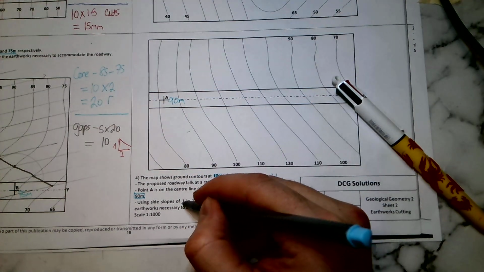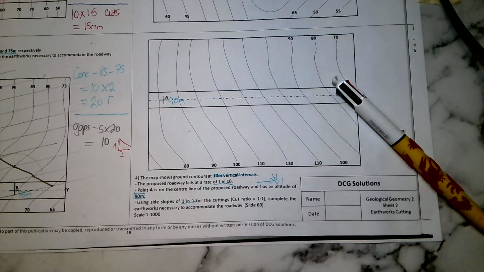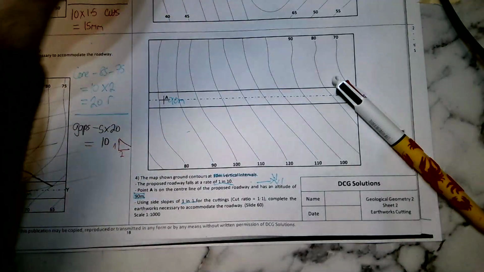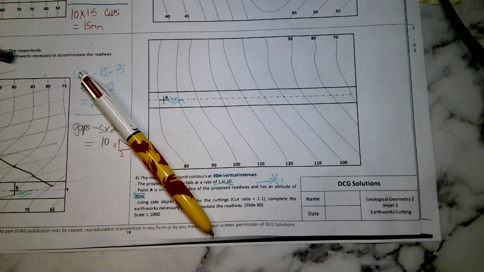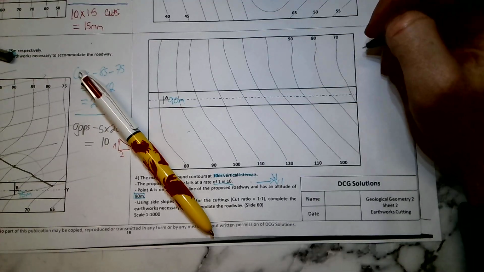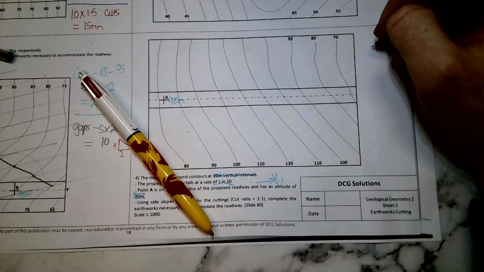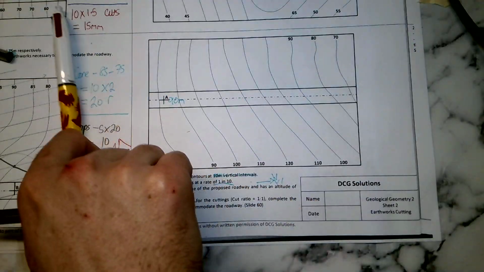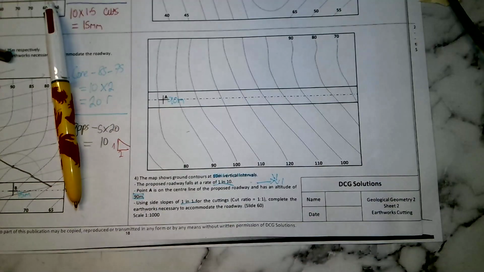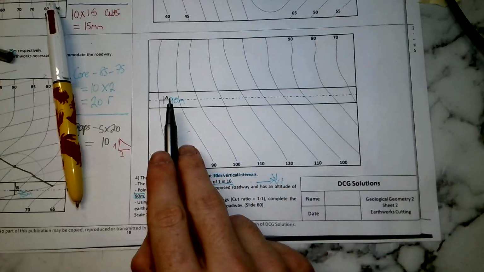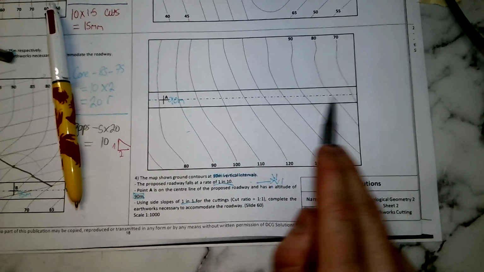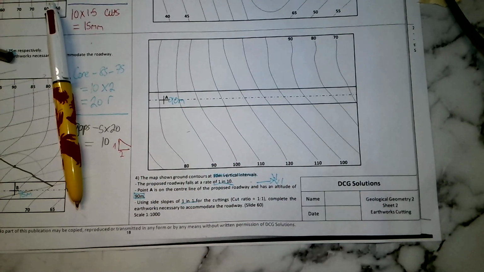Using side slopes of 1 in 1, absolutely lovely for the cutting. Complete the earthwork necessary to accommodate the roadway. So let's have a look at our calculation again here for the rising and falling. I'm going to do this in pink pen up the top. Rising obviously means that we're going up the way, and falling means that we're going down the way. That's fairly self-explanatory, I would hope. So A is at 90, so the road is falling. We're going to be decreasing in height as we go down the road because it's falling.